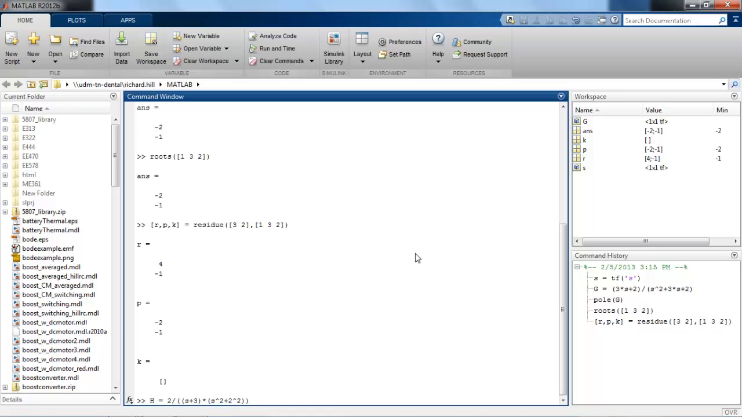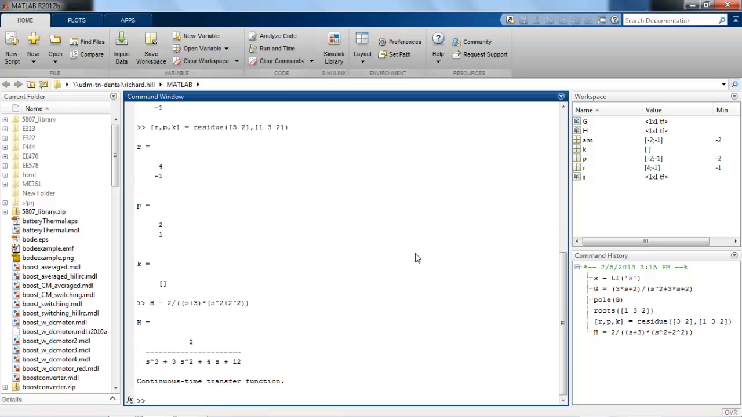MATLAB recognizes again that s is the Laplace variable s. It performs all of the operations of multiplication, division, etc. to give us the expanded form of the denominator. We can then use the residue function. If I up arrow, I can cycle through all of my previous commands, and so I can get back to the residue command that I used earlier, except now our numerator and our denominator have different coefficients.